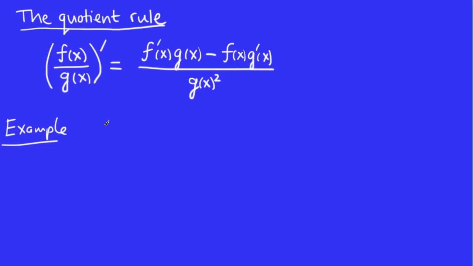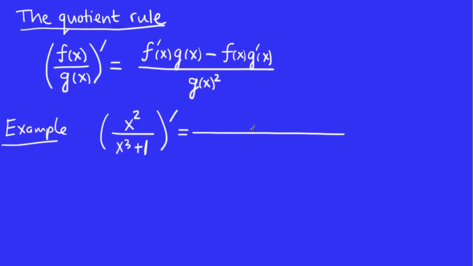Let's say we have the function, I don't know, x squared over x cubed plus 1. And I want to do that derivative, okay? This is definitely a quotient. So think of the top here as f of x. X squared is like f of x. And x cubed plus 1 is like g of x. So let's take this slow and see how this is going to go.